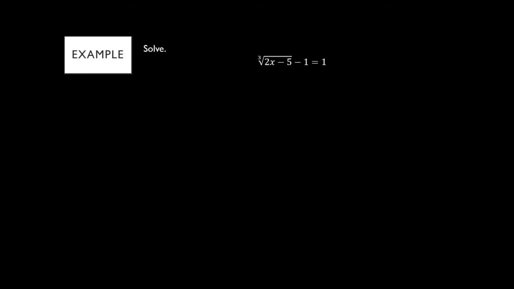So to solve, we need to get the radical by itself. So we need to get this cube root part by itself. So I need to get rid of the minus 1. So we start, and oops, forgot to mute my phone. So we're going to start by adding 1 to both sides.